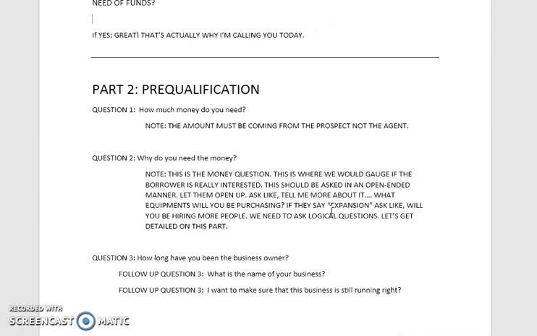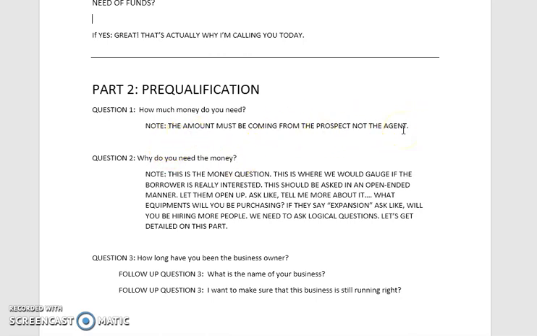Part 2 is pre-qualification. We've done this a lot of times. We just want to talk in depth and be familiar with how and why they should all be asked. The first one: how much money do you need? That's the first question. Note, the amount must be coming from the prospect, not the agent.